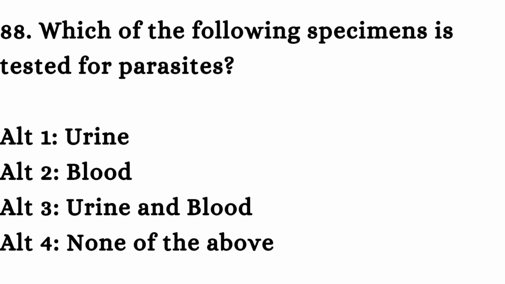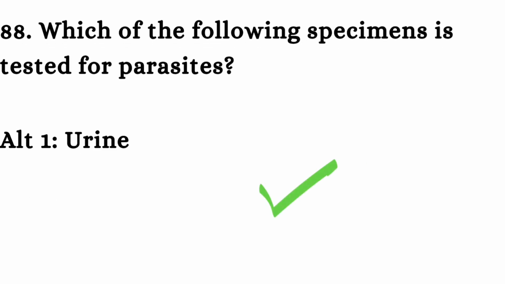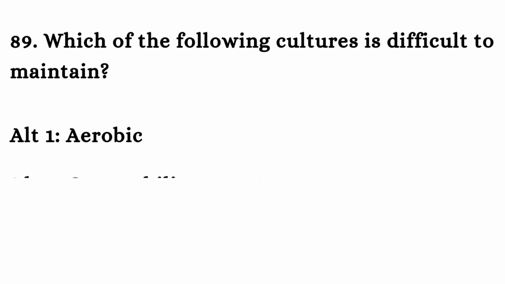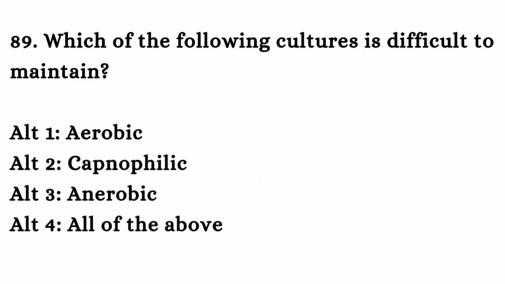Question number 88. Which of the following specimens is tested for parasites? Option 1 urine, option 2 blood, option 3 urine and blood, option 4 none of the above. The right answer is option 3 urine and blood. Urine and blood can be collected for testing parasites. Schistosoma haematobium and Giardia lamblia may be seen in urine samples.